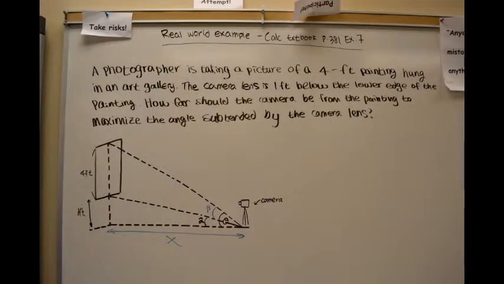All right, the problem states that a photographer is taking a picture of a 4-foot painting hung in an art gallery. The camera lens is 1 foot below the lower edge of the painting. How far should the camera be from the painting to maximize the angle subtended by the camera lens?